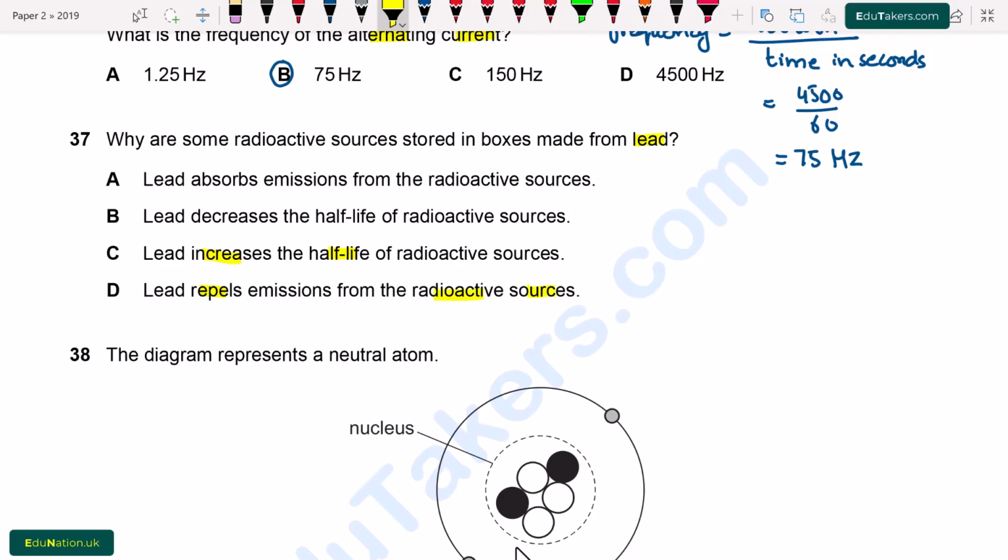The main property that makes the lead an ideal shield is its density. However, this material has other properties for the radiation shielding. That is, it has high flexibility, it is extremely stable, and it has high atomic number. Because of these properties, lead absorbs emission from the radioactive sources and it is efficient to use as a radioactive shielding. So from here, option A is correct, because lead absorbs emission from the radioactive sources.